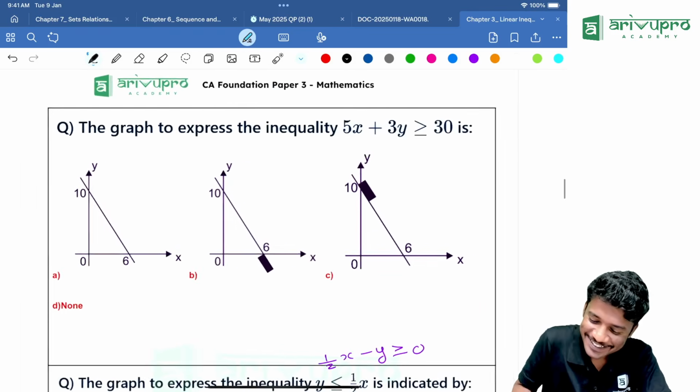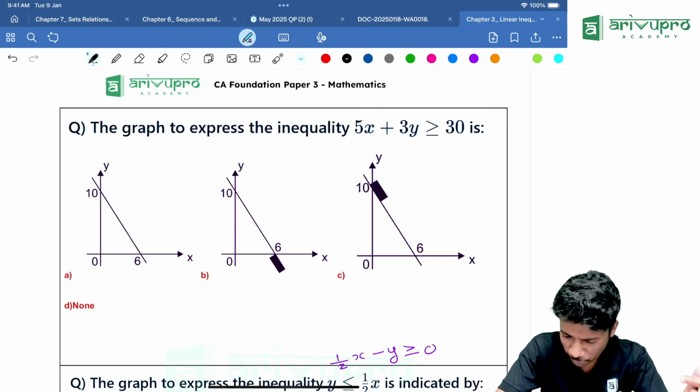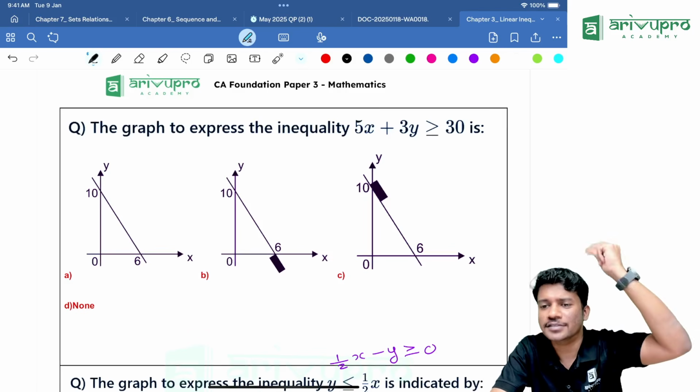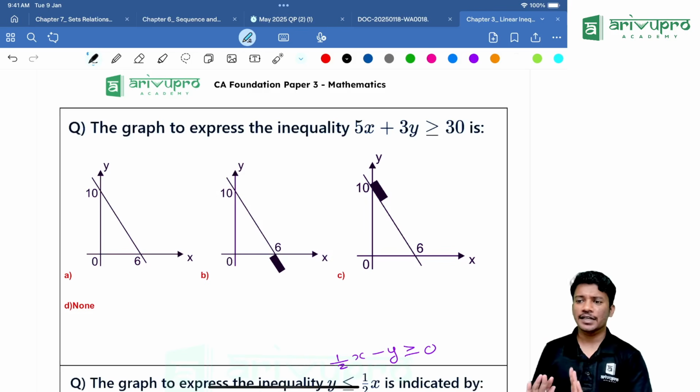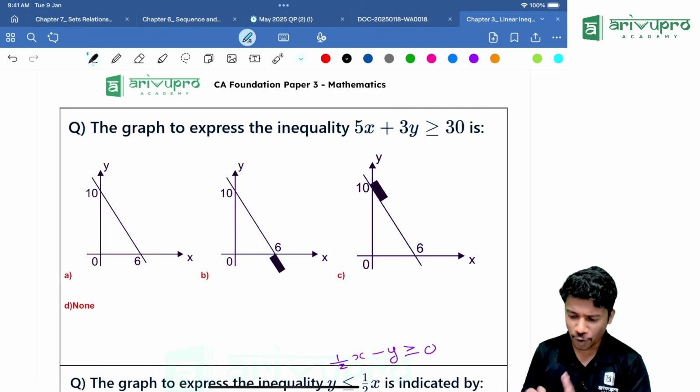Next one. Solve this. Solve it for me. Within seconds, get me the answer. Is the graphs correct? Yes, graphs are correct. Now we will check.